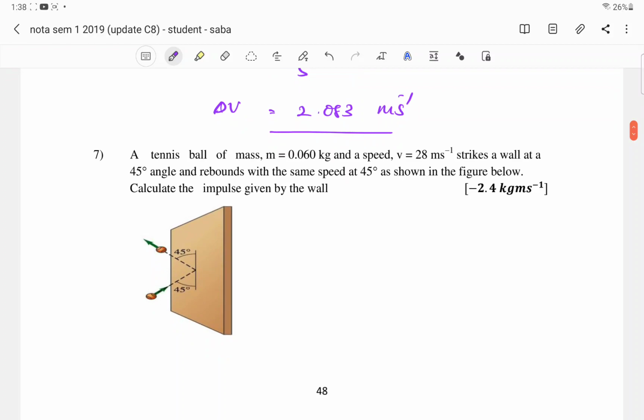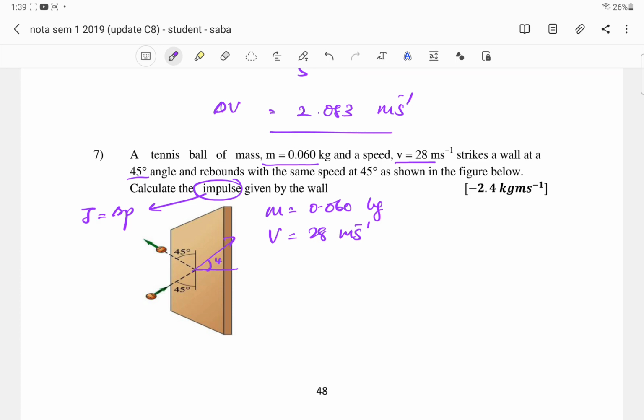Alright, so number 7, tennis ball. Okay, the tennis ball of mass 0.060 kilogram, speed 28 meter per second, strikes the wall at 45 degrees and rebounds at the same speed. Okay, calculate the impulse given by the wall. So kita tahu impulse ni juga adalah apa? Impulse ni J ni juga sama dengan delta P, so the change of momentum. So we find the initial first. Okay, kalau kita nak calculate, kita boleh calculate macam ni tak? So this is 45 degree. Okay, so P initial.